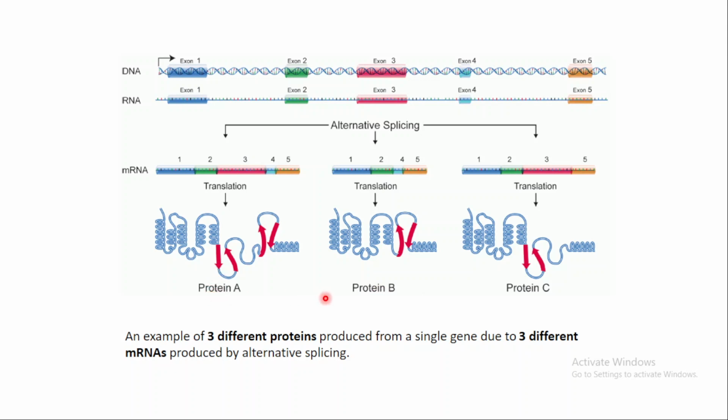So this translates to different proteins. You see protein A, protein B and protein C are different. And you can figure out that this is the whole protein and these are isoforms of the protein. So here we see that a single gene can give rise to 3 different mRNAs, which can lead to production of 3 different proteins from a single gene. So an example of 3 different proteins produced from a single gene due to 3 different mRNAs produced by alternative splicing. So that proves statement 2 is also correct and it's true.